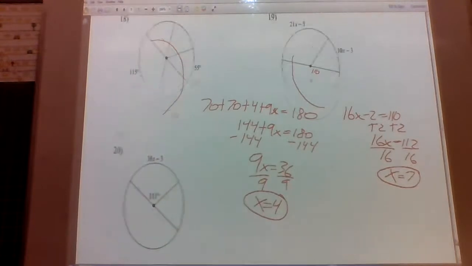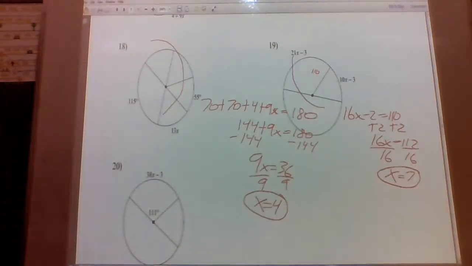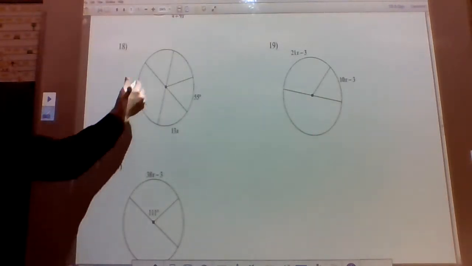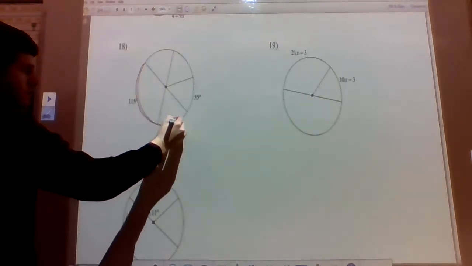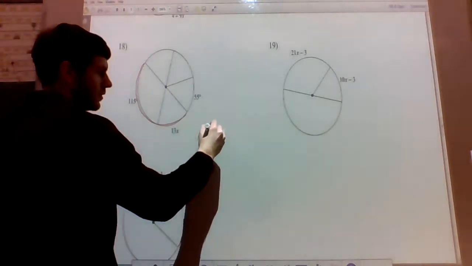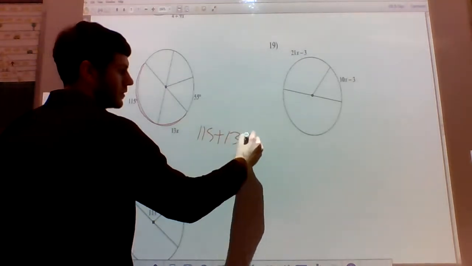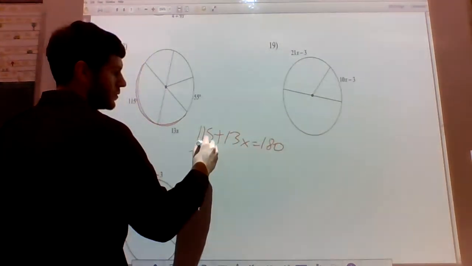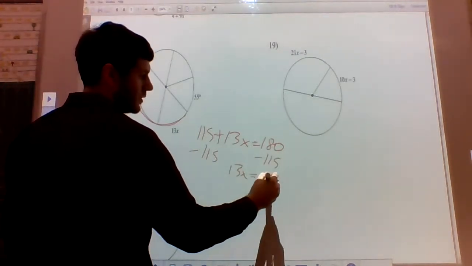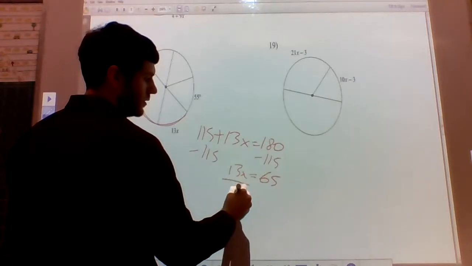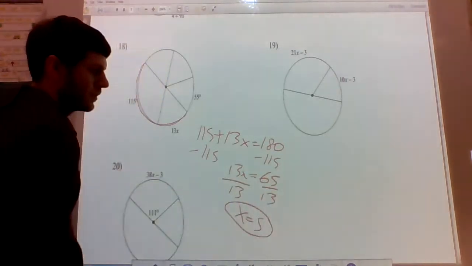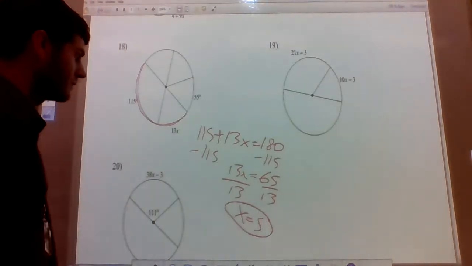18 and 19. Again, one thing we want to look for are half circles. Here we have a semicircle. So we know 115 plus 13x is going to equal 180. Subtract 115. We get 13x equals 65. Divide by 13. We get x equals 5.